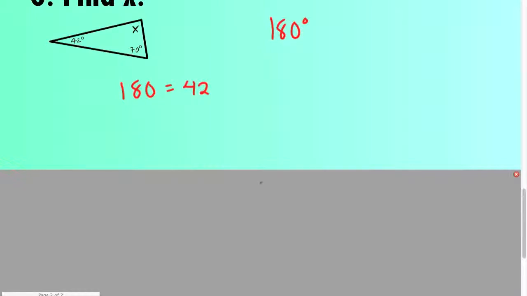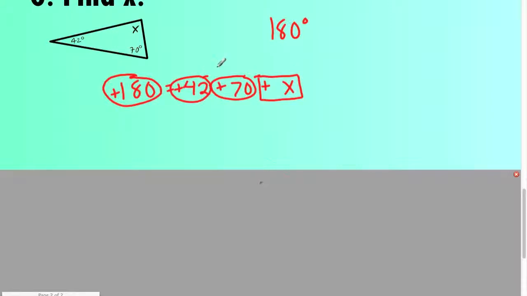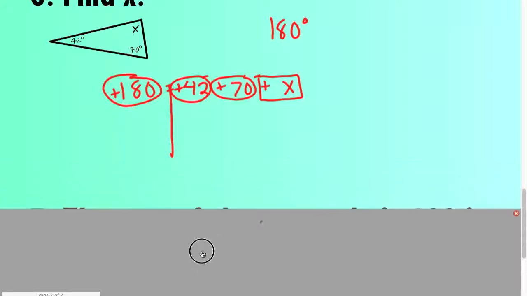So you have 42 plus 70 plus x. And now you're going to combine like terms. So this is a positive 180. This is a positive 42. And this is a positive 70. And then you have a positive x. So we're going to put a box around our variable. We can combine these two circles first, because they are on the same side, so we don't have to move them over to be able to combine them.